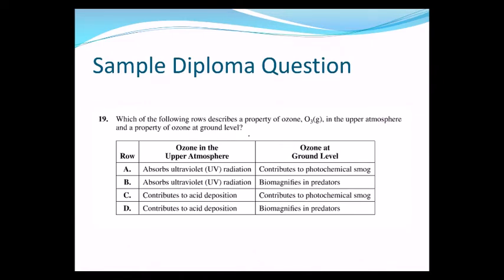19, which of the following rows describes the property of ozone in the upper atmosphere and ground level ozone? So upper atmosphere ozone is good. That blocks out UV radiation. But ground level ozone, that's what contributes to photochemical smog. It reacts with the NOx as well and creates more photochemical smog.